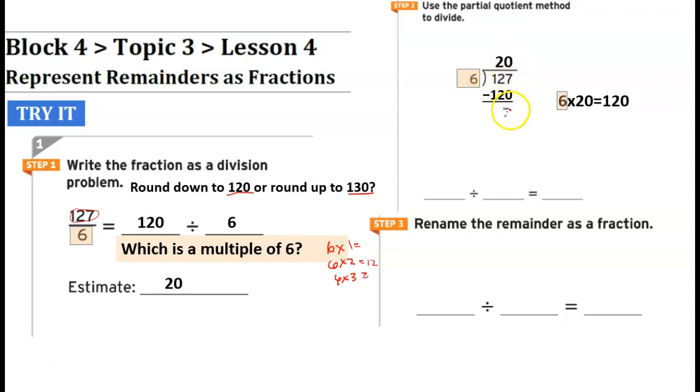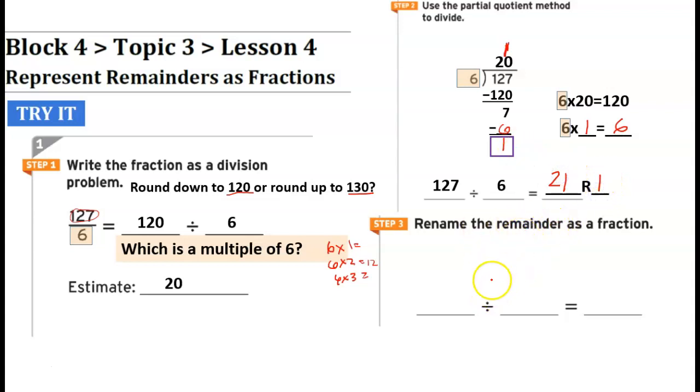If I subtract, I get 7. All right, what's the next 6 times table I can use that's closest to 7? Do you think it's 6 times 1, 6 times 2, or 6 times 3? 6 times 1, right? 6 times 1 is 6. So I'm going to write 1 here, and I'll put 6 down here. So 7 take away 6 is 1. Essentially, that's my remainder. So 127 divided by 6 would be 21 with a remainder of 1.